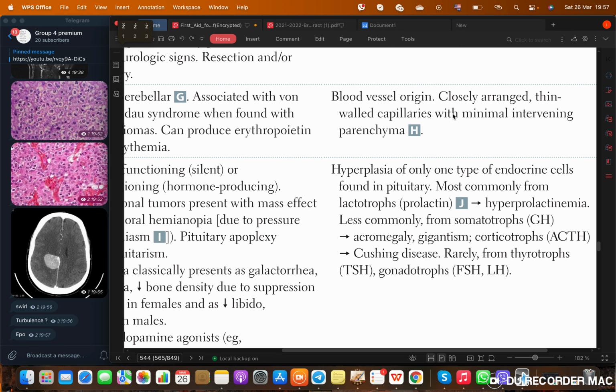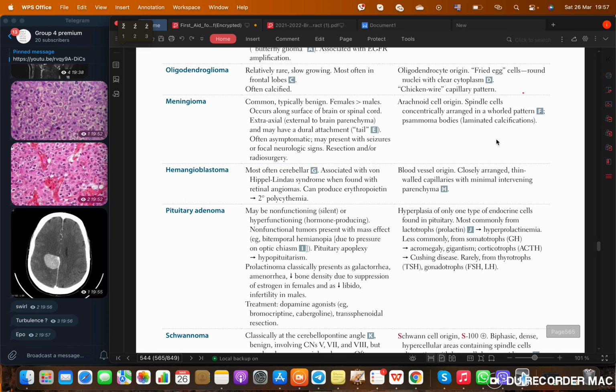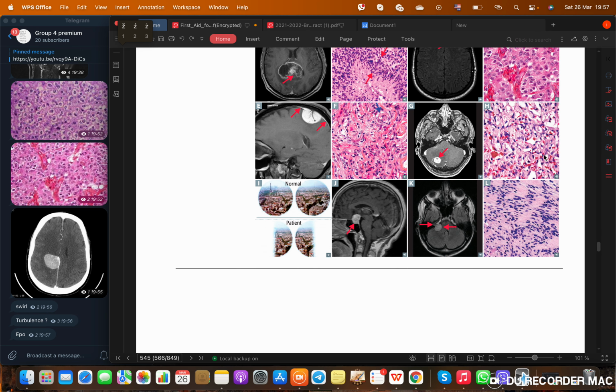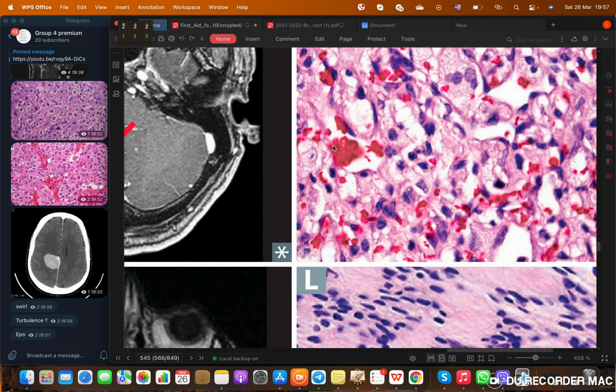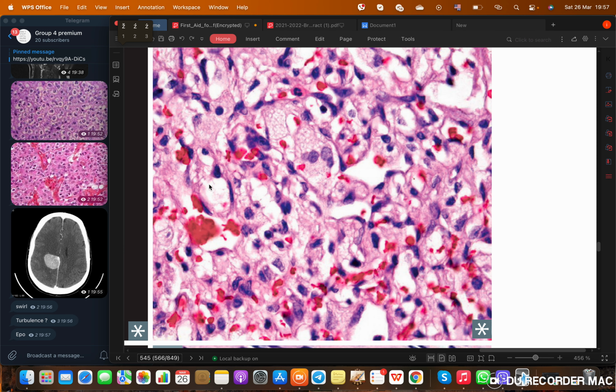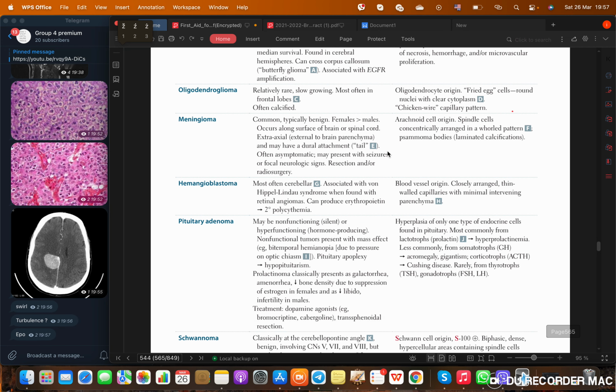A blood vessel origin, closely arranged, thin-walled capillaries with minimal intervening parenchyma. So basically, in this tumor, in histology, we'll just see a bunch of vessels. So this is a blood vessel, and you can see the RBCs in it. Blood vessel, blood vessel, blood vessel, many blood vessels next to each other with RBCs inside of them.